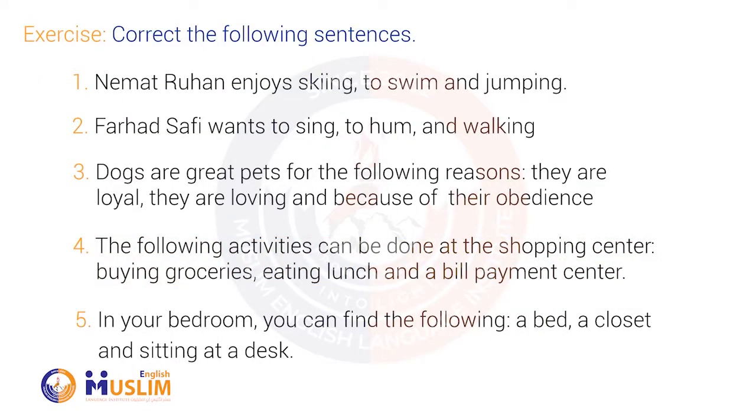Four. The following activities can be done at the shopping center. Okay, number one, buying groceries. Two, eating lunch. And three, a bill payment center. That's wrong. You have to say, the following activities can be done at the shopping center. Buying groceries, eating lunch, and paying the bills. Now that's right. And number five, in your bedroom you can find the following: a bed, a closet, and sitting at a desk. That's wrong. So you have to say, in your bedroom you can find the following: a bed, a closet, and a desk.